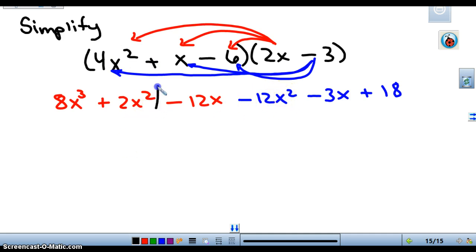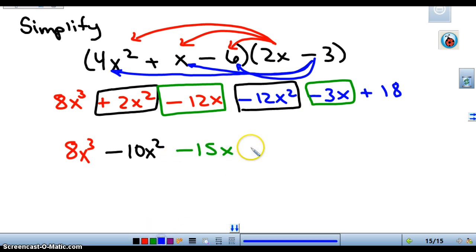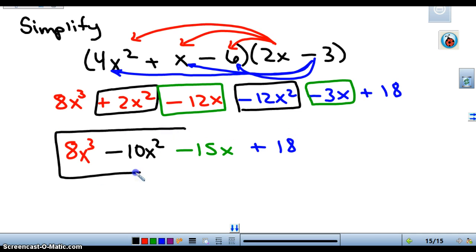So we can combine like terms. So 2x squared and negative 12x squared are like terms. Negative 12x and negative 3x are like terms. 8x cubed. We combine our like terms. 2x squared minus 12x squared is negative 10x squared. Negative 12x minus 3x is negative 15x plus 18. Is this in standard form? Yes.